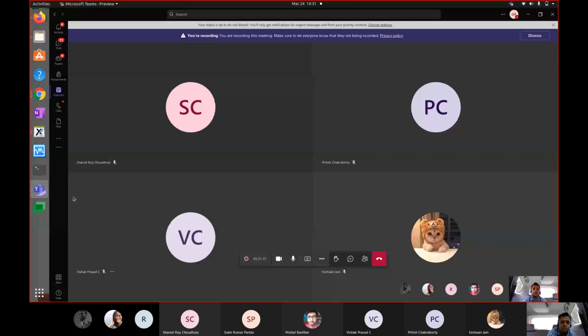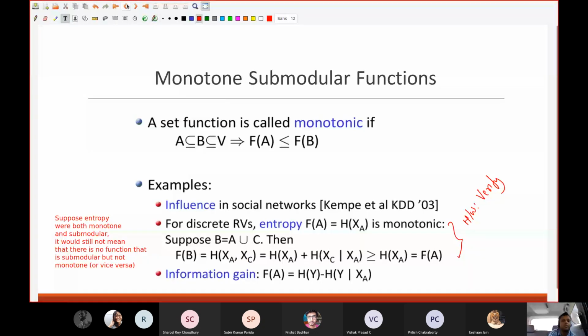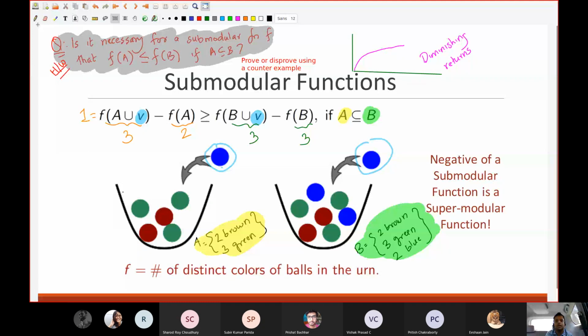I think we have exceeded the time by 1 minute. So I'm going to leave you with this homework problem. Again, I'm repeating the homework problem. You need to prove that if you have a function which is submodular, then is it necessary that it is monotone? Okay. Thanks for your attention.